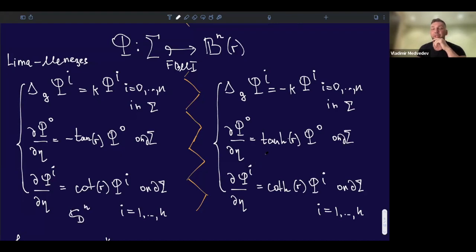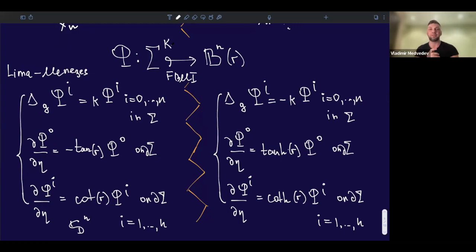In the hyperbolic case, you need to take not minus tangent, but plus hyperbolic tangent, and not cotangent, but plus hyperbolic cotangent. And in place of k, you take minus k. K, by the way, is the dimension of the surface of your manifold sigma, your free boundary minimal submanifold in the geodesic ball Bn.